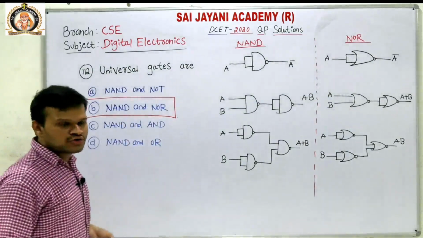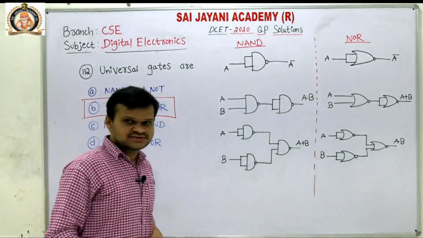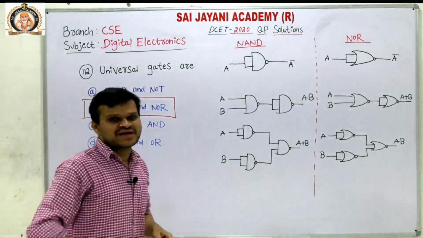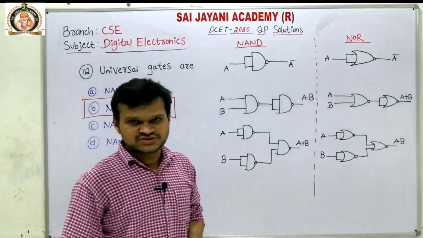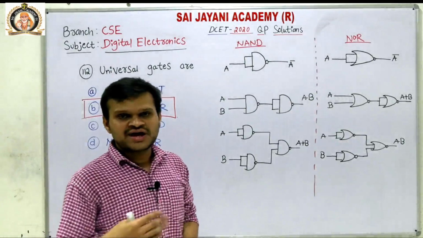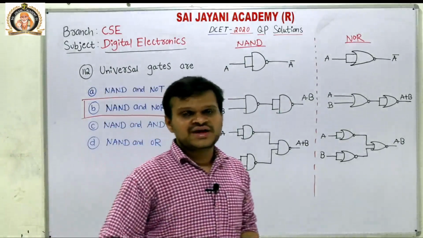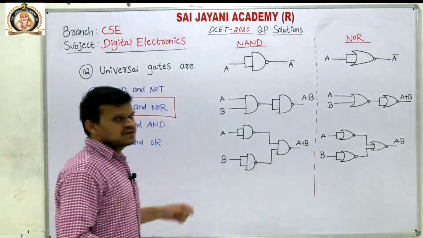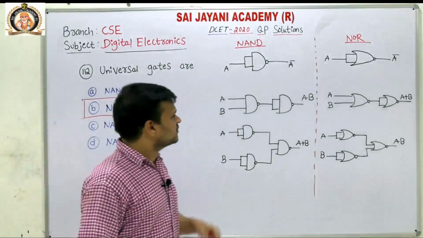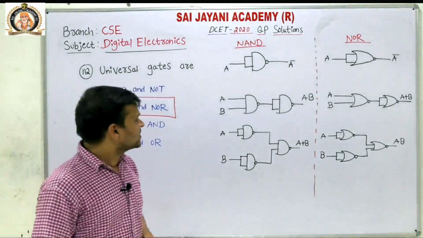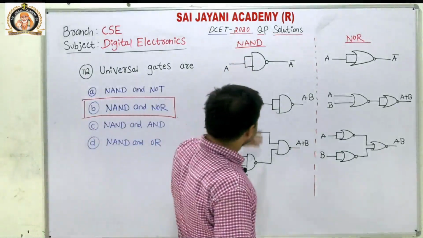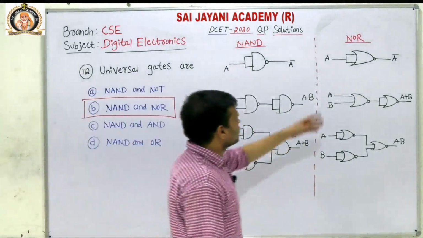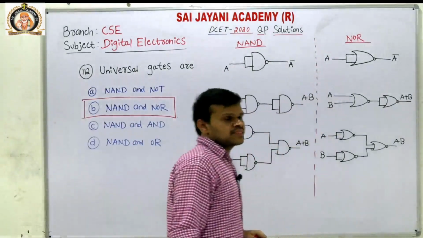Why are NAND and NOR called universal gates? Because by combining NAND and NOR gates, we can implement any Boolean functions like NOT function, AND function, OR function, XOR function, XNOR function, like that. But here we are considering only a few functions. Here the first column indicates the NAND gates and the second column indicates NOR gates.